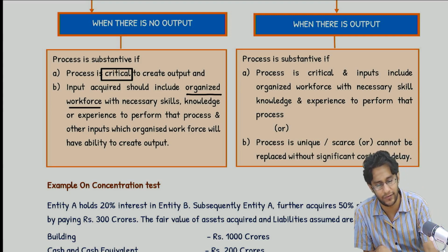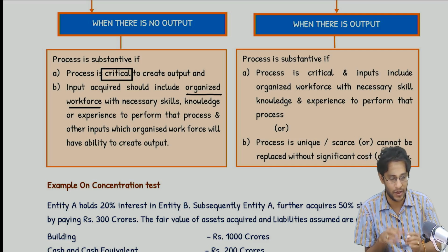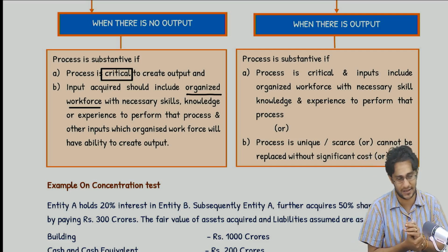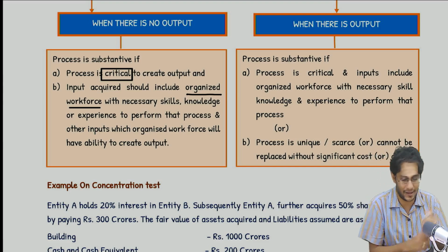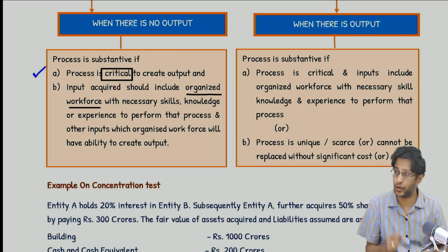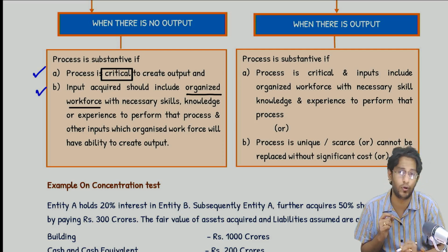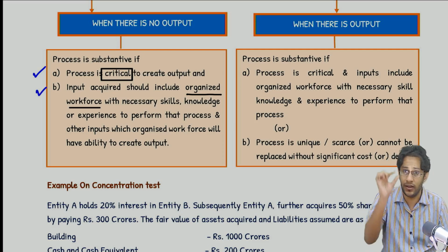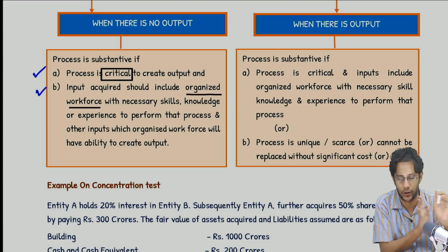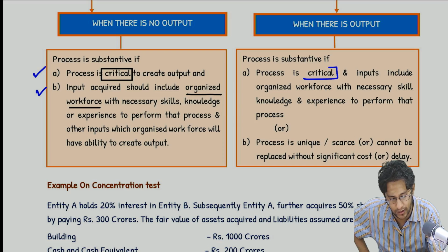Therefore, the standard has given you two options. Means there are two ways of passing this test now. Before we read that, if you observe here, one is it should be a critical process. Next, your input should include organized workforce. Correct? These two points combined you should satisfy here also. The process should be critical. The inputs should include organized workforce.